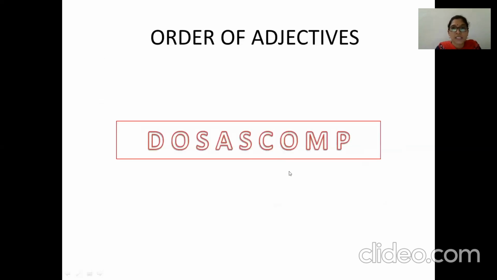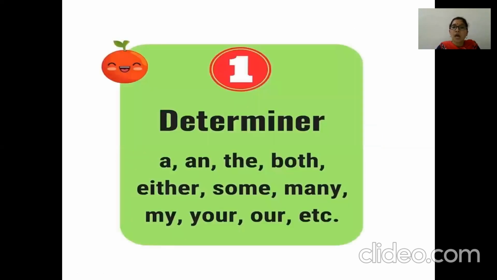So it is very easy. What do we have to learn? We have to learn DOSASCOMP. Now we will see this order in a detailed way. First one is determiner.